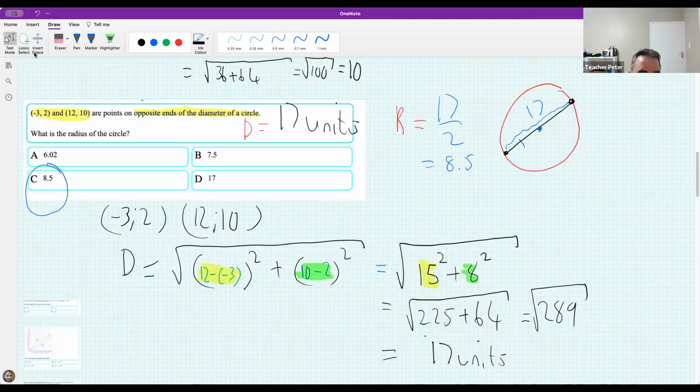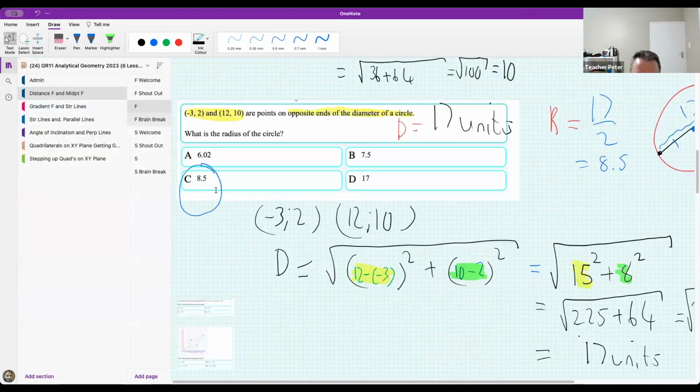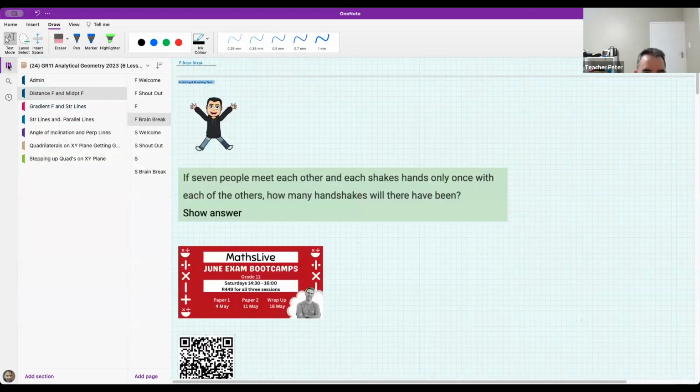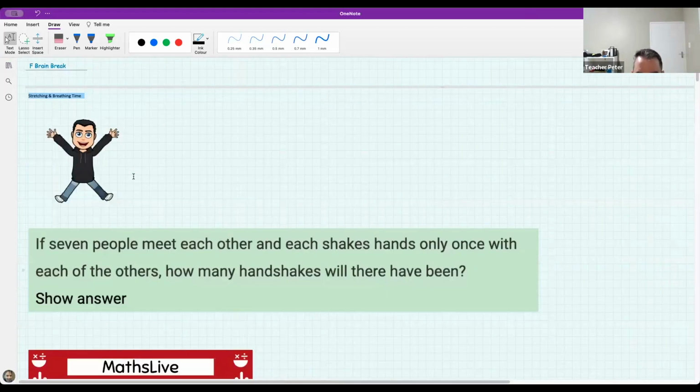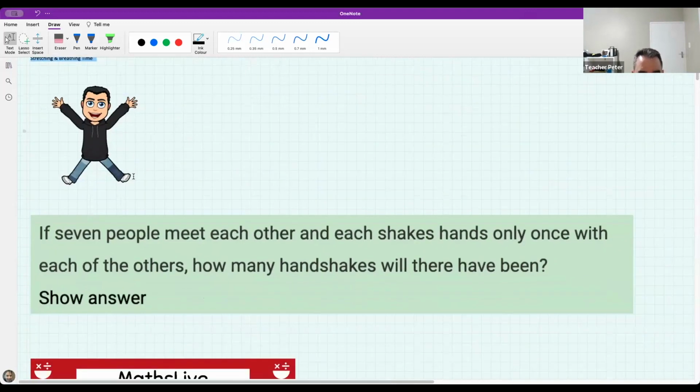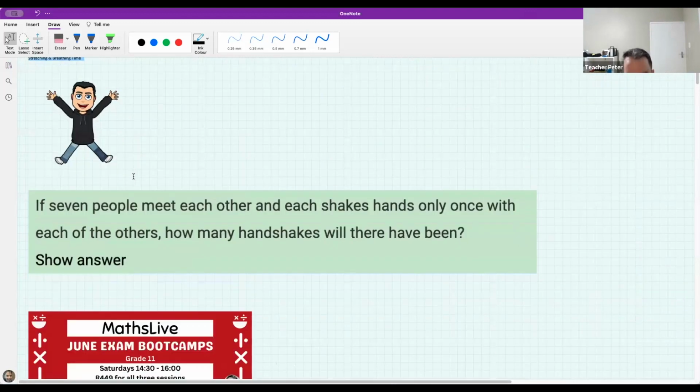We're just going to do one quick little riddle, and then we're going to get back to the maths. So, actually, this is a bit of a sneaky one, but anyway. What do you think the answer to this? If 7 people meet each other and each shake hands only once with each of the others, how many handshakes will there have been? You can submit your guess or your thoughts. I'm not actually going to have time to explain this to you today, but it's a good riddle.